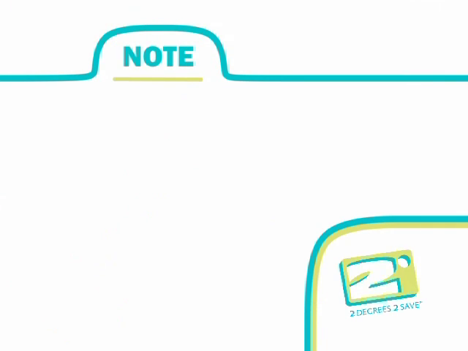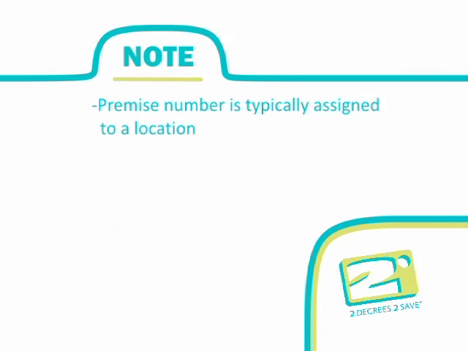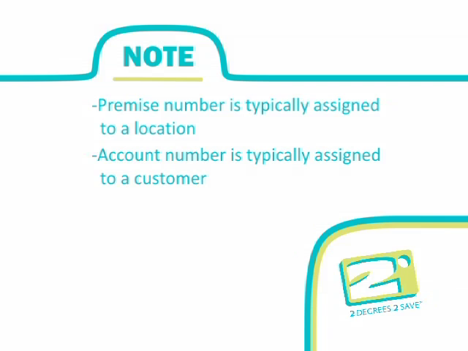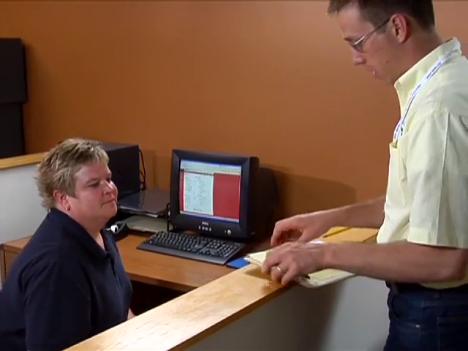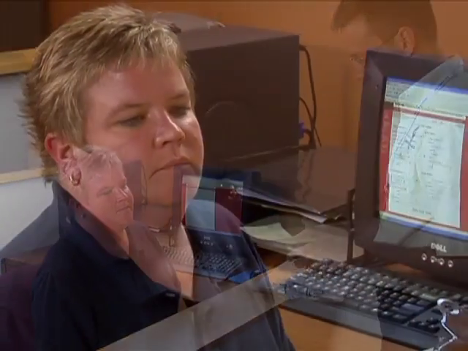The premise number is typically the number a utility assigns to a specific location. Account numbers are typically used by utilities to represent a customer, not the physical location. This program uses the premise number as the account number, as it is critical to account for where the equipment is installed. When the energy specialist has completed their appointments for the day, they will return the work orders for you to enter information into the Yukon system.